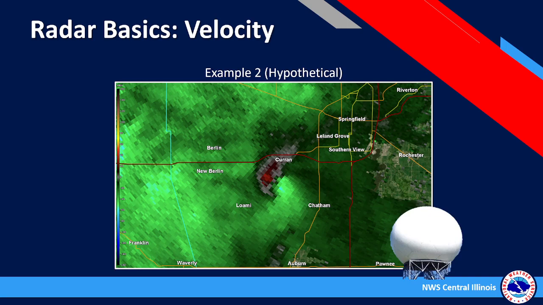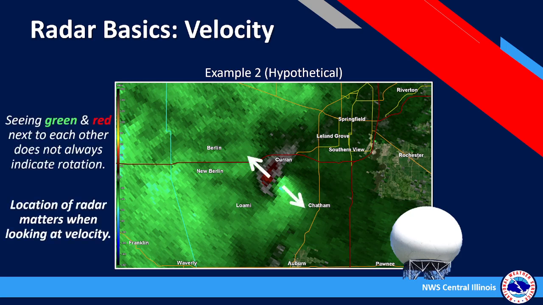Using the same radar image as the previous slide, now imagine the radar is actually to the southeast of the storm rather than to the northeast. In this case, the wind is flowing in opposite directions rather than rotating around a fixed point. Thus, if you use this type of radar image, it is important to know where the radar is in relation to the storm.